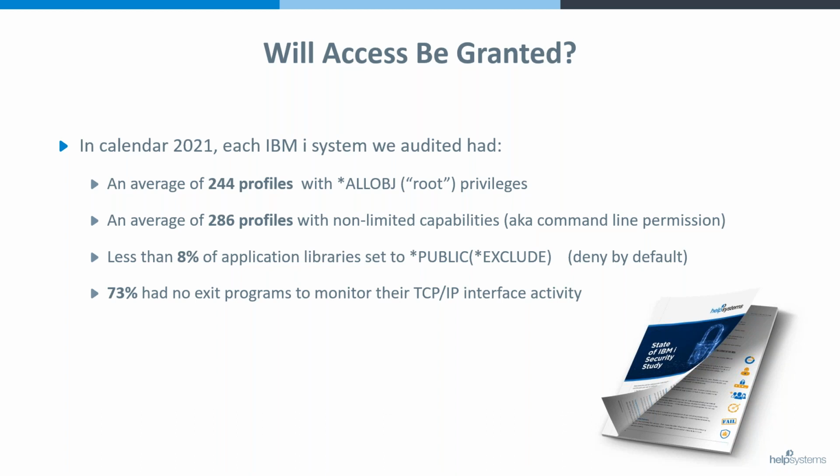We also saw that less than 8% of all of the application libraries that we looked at had established a deny by default model, least privileged. And that means that they were not set to public exclude, right? So 92% of libraries say, as long as you have a user ID and password, public permission says you can come in the door. And 73% of those systems had no exit programs.